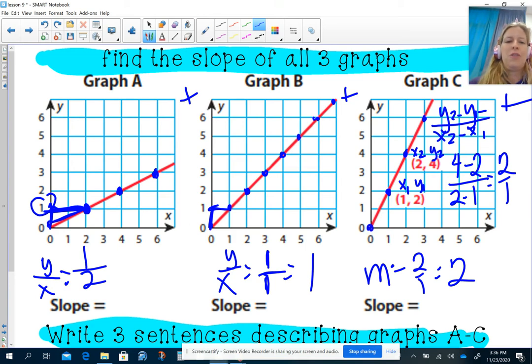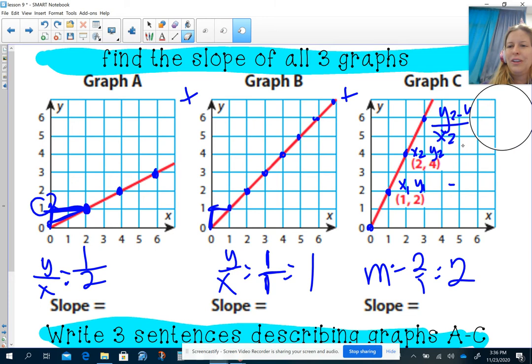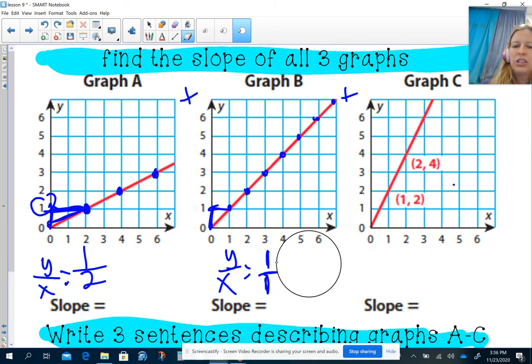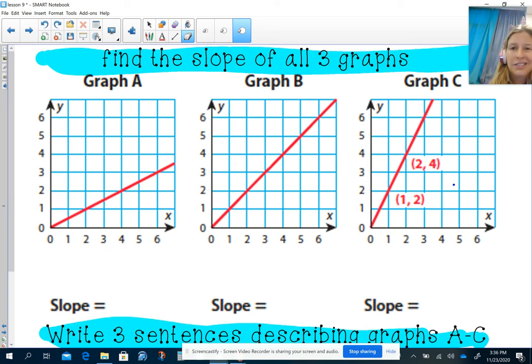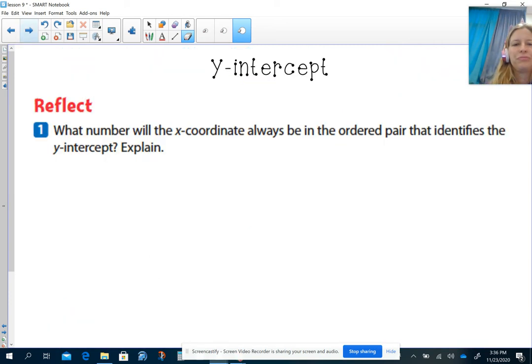So you could even tell me that they're all, do you remember that word from 7th grade? It starts with a P. They're all proportional. Oh, that's a good one. We're going to get to proportional relationships in Unit 3, so we'll get there soon. Good job, guys. So this is slope. It feels exactly like rate of change, because it is. It's exactly rate of change.